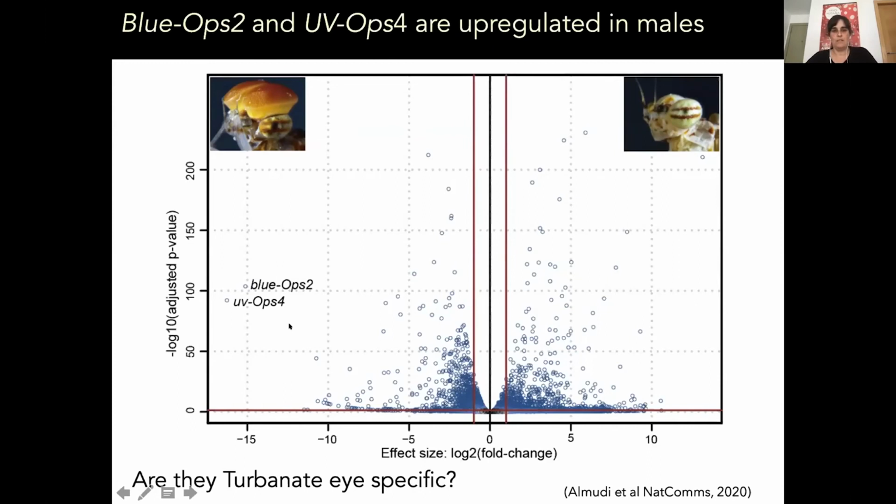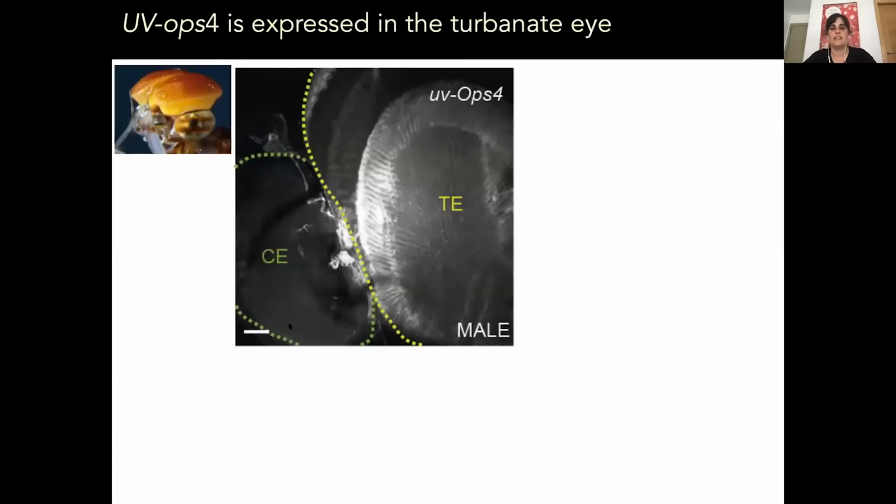So at this point, we showed that these genes were male specific, because the transcriptomes are from the entire heads, but are they turbinate eye specific? So we did in situ hybridizations again, and indeed we found that these male specific opsins are expressed in the turbinate eye and not in the other.